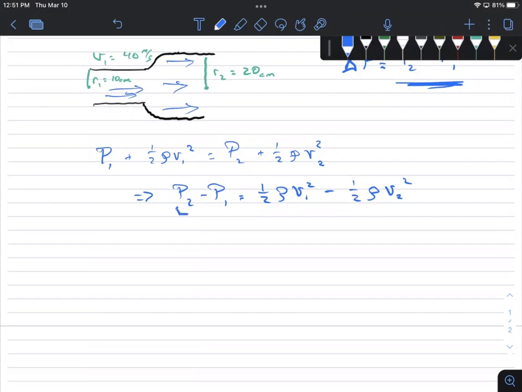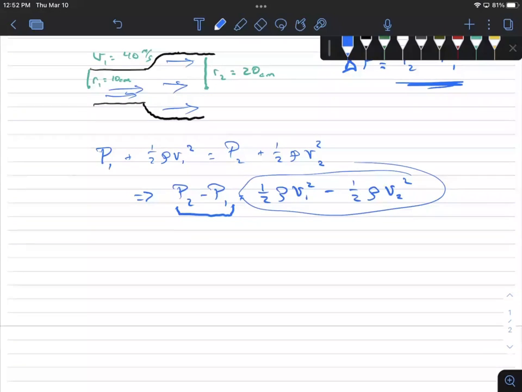So this is what I want. So I leave that alone. And now all I have to do is plug my numbers into this. Plug my numbers into that, plug it in my calculator, and I'll have an answer. That'll be the change in pressure. That's my goal. Now, before I do it, are there any questions about this?